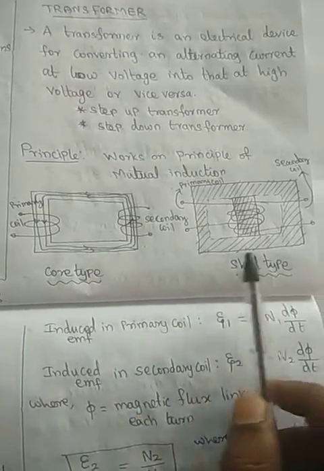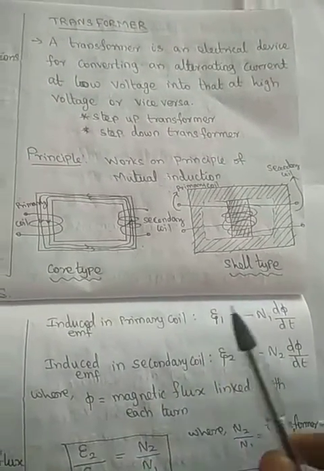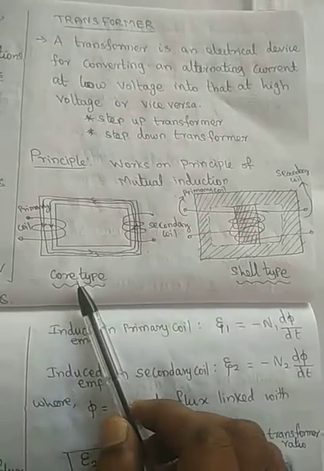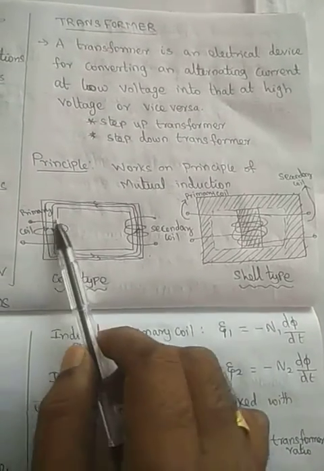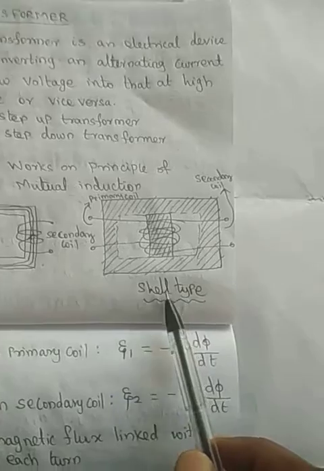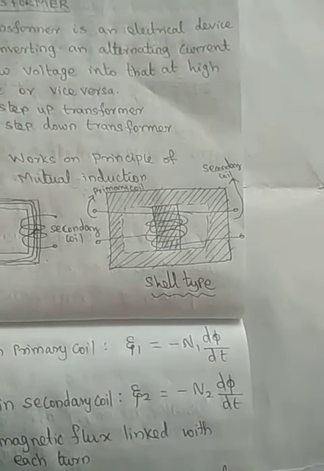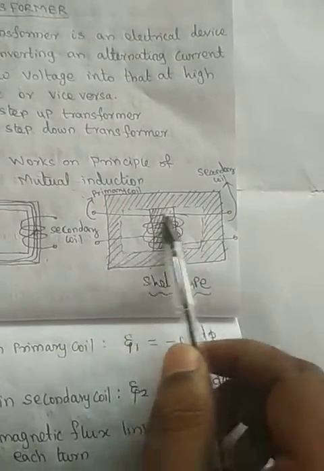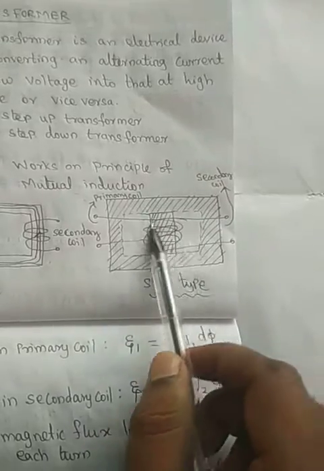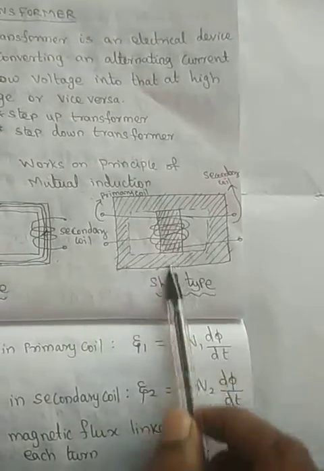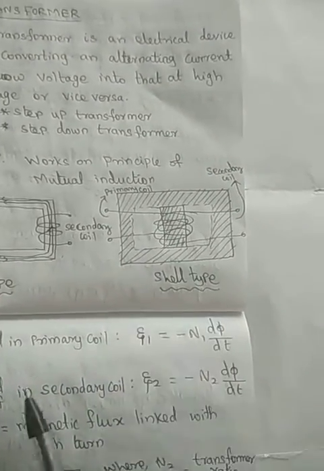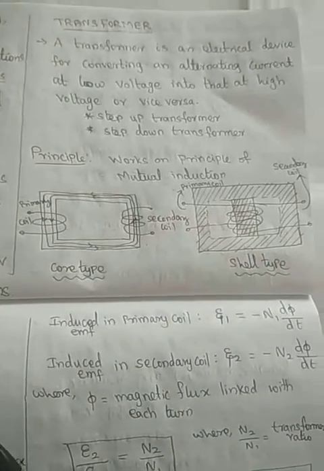There are a lot of types of transformers available. The first one is the core type transformer like this, and the next one is the shell type transformer. The shell type transformer will be like this. Both the coils will be coaxially wound on one center core. That is a shell type. This is a core type transformer.